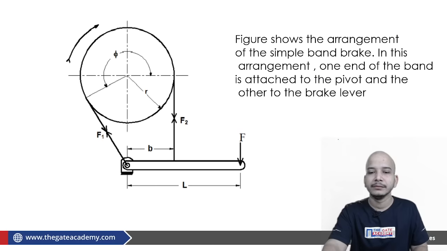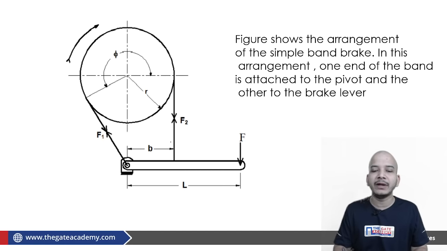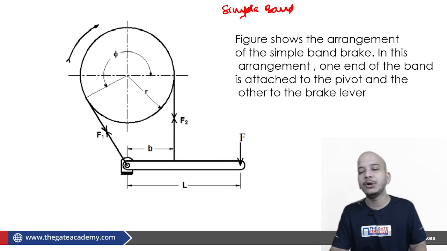Let's move further. Classification based upon where the ends of the band are fixed. It could be either a simple band brake or a differential band brake. If any end of the band is on the pivot, then we are talking about a simple band brake. If neither end is on the pivot, and both ends of the band are on the lever itself, then we are talking about a differential band brake.